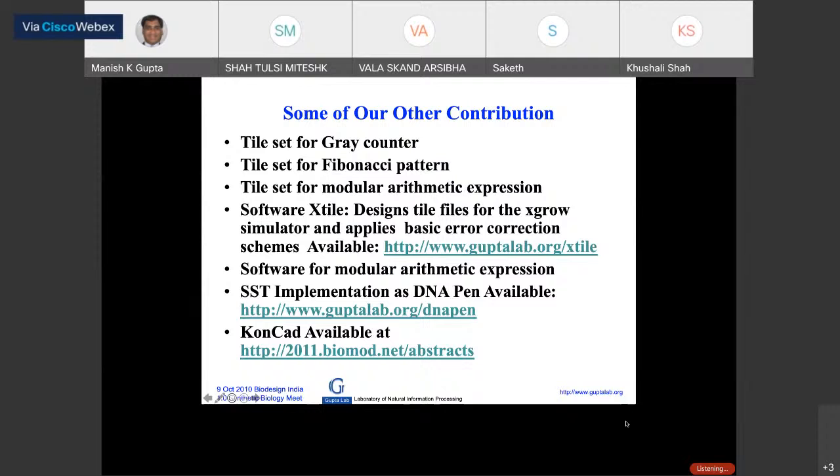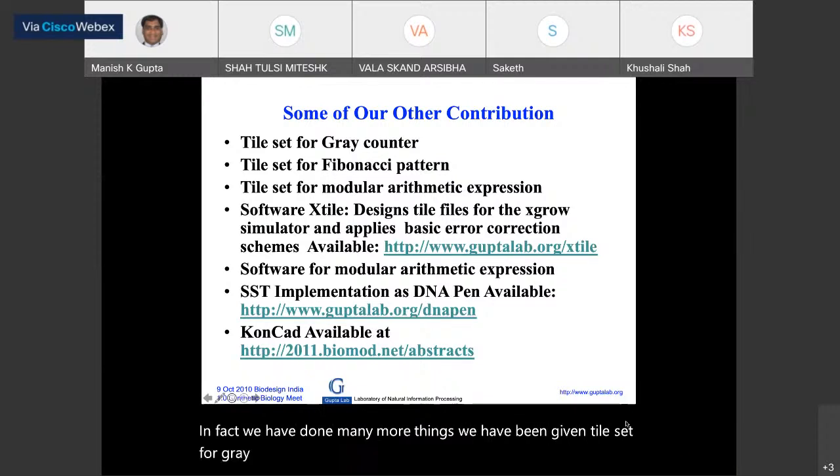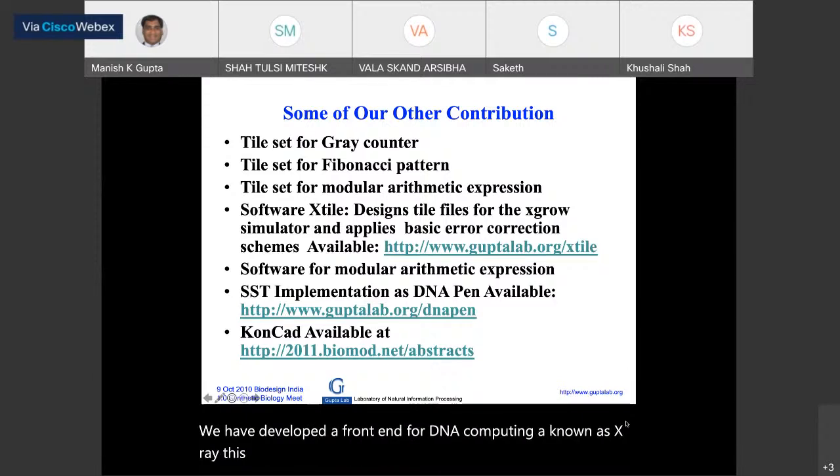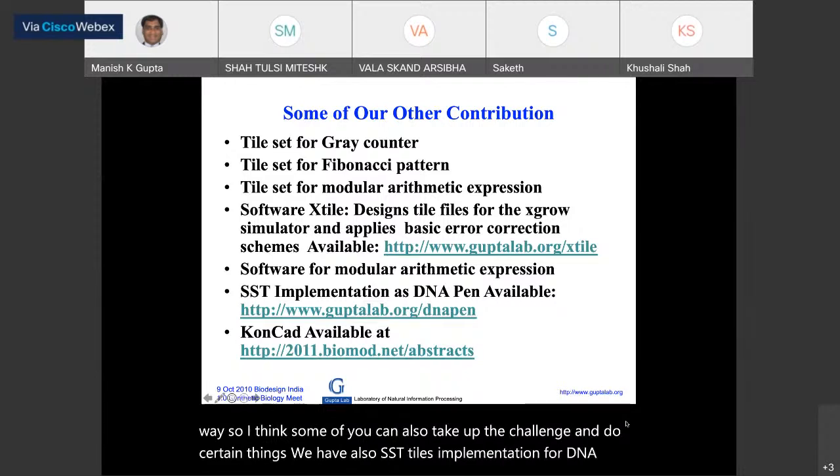In fact, we have done many more things. We have given tile sets for the gray counter, the Fibonacci pattern, and we have also done a tile set for modular arithmetic expressions. We have developed a front end for DNA computing known as xTile. This is all done by BTech students who are doing this course, by the way. So I think some of you can also take up the challenge and do certain things. We also have an SST tile set implementation for DNA pen. I will show you those things.